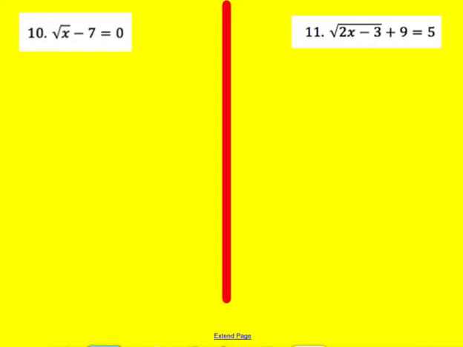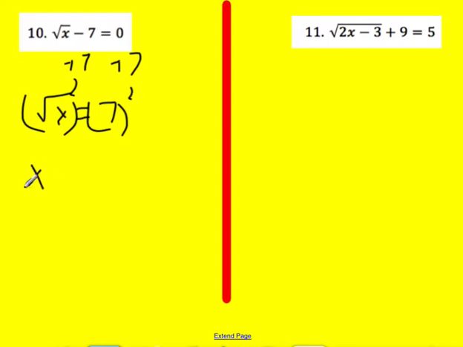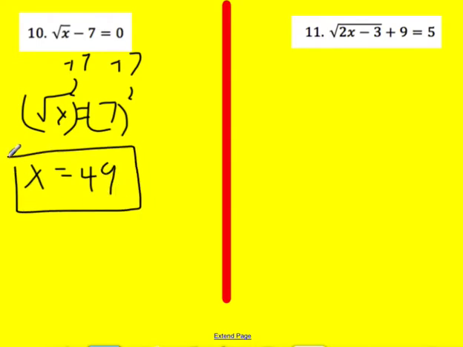So the first thing I want to do is get that radical by itself. So I need to add 7 to both sides. So I get the square root of x is equal to 7. Now remember, when the radical is completely isolated, it does need to be set equal to a positive number. So what I'm going to do now is square both sides because that radical is now isolated. So when I square the square root of x, I'm just left with x, and 7 squared is 49. So that right there is your final answer for number 10.